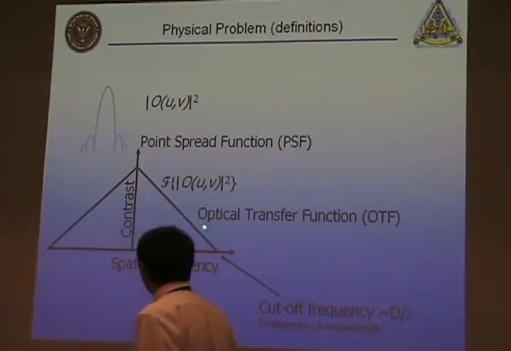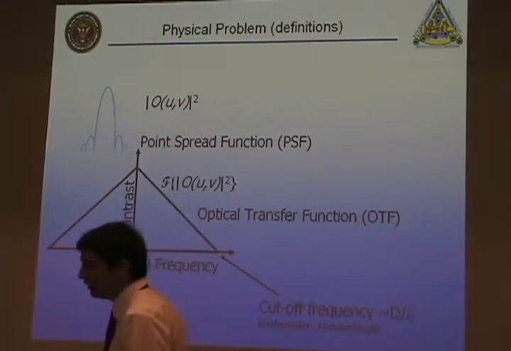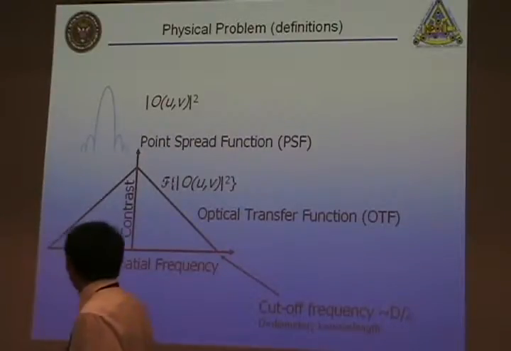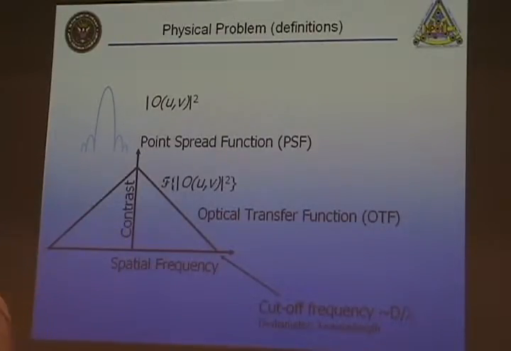Or you can also look at what the optical transfer function of your system would be, basically what spatial frequencies you can transmit through your system. That again is dependent on your aperture. It goes from 0 to D over lambda, so the cutoff frequency is given by that.